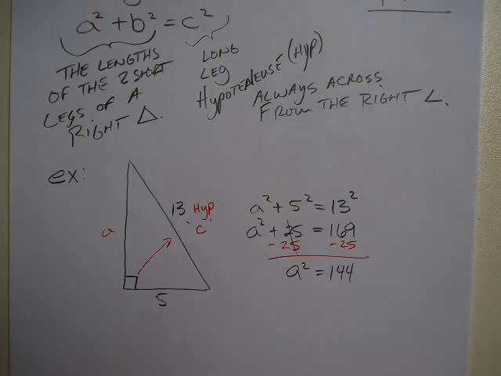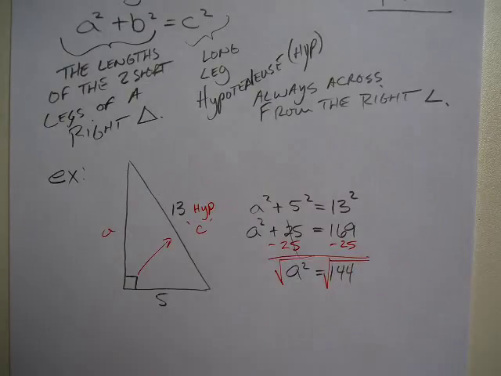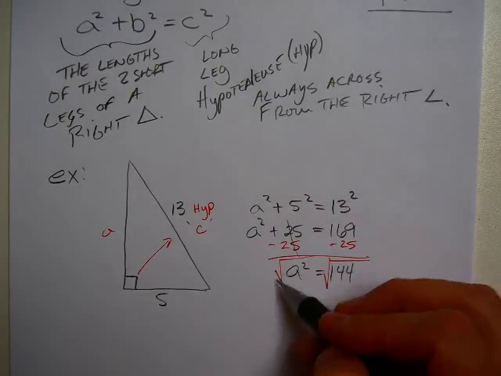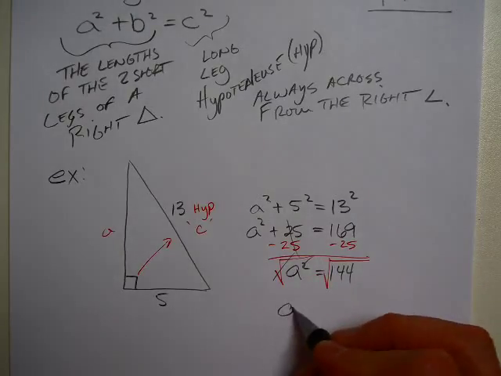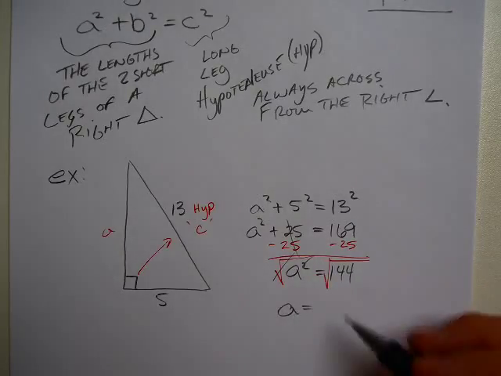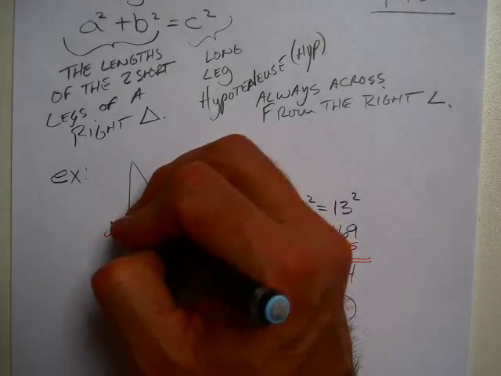So we're missing a step. We've got to take and square root both of these guys so we know what a is, not a squared. So the root and the radical cancel. So we get a equals 12. Good, yeah. So a equals 12.